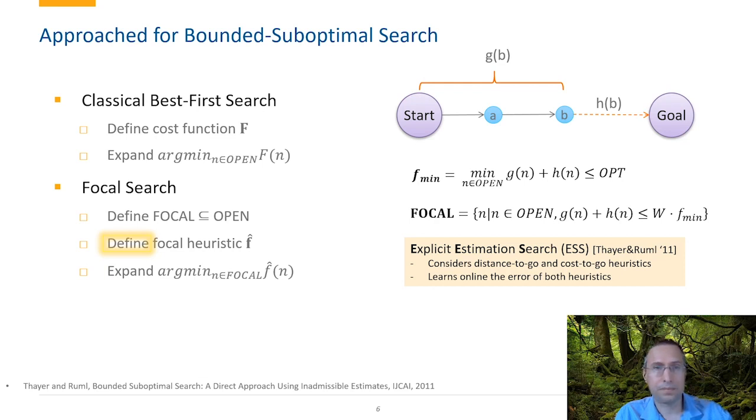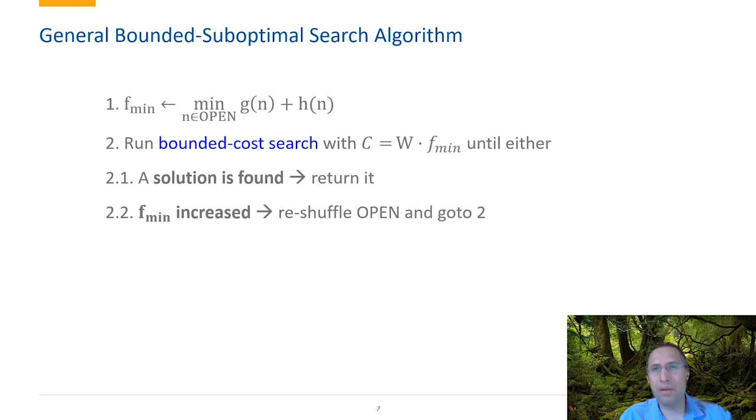Quite cool. The notions of focal and F-min can be leveraged to create a reduction between bounded cost search and bounded suboptimal search. You start by setting F-min, as I explained before. Then, you run a bounded cost search algorithm where the cost bound is W times F-min. If that search finds a solution, wonderful, we know that this solution satisfies the desired suboptimality bound. However, if during the search F-min increases, we modify the search so that the cost bound now is W times the new F-min. This would require shuffling open again. However, this may be done in an effective way using smart data structures.